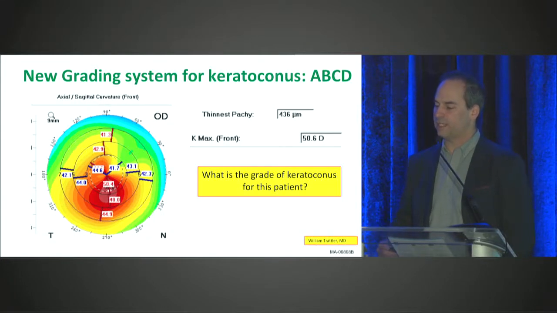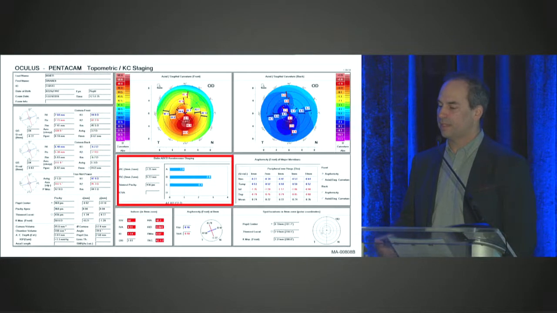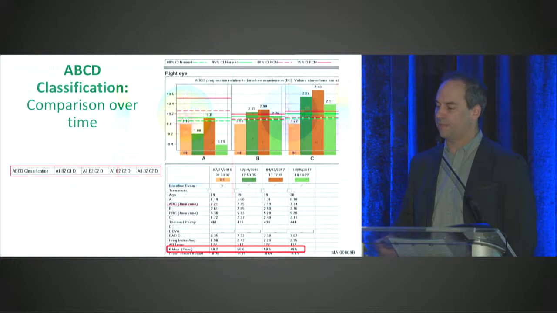So with this patient, you can see this patient has keratoconus, pretty obvious. The thinnest pachymetry is 436. The Kmax is pretty steep. And they could use the software printout. It's right in the middle of this. It's called the Pentacam topometric keratoconus staging, and you could kind of get a rating. And if you want to, you can get a sense of where they're at now for the grading system and also follow them over time.